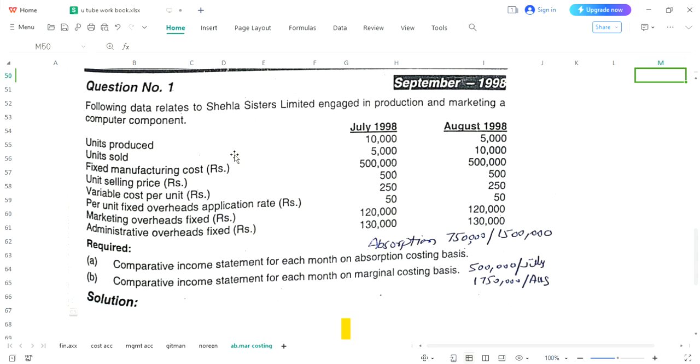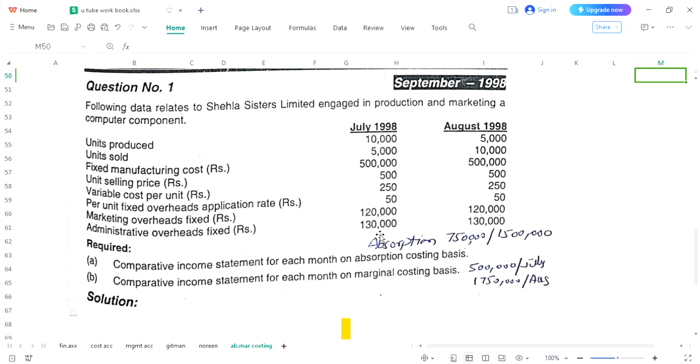Today's target is to solve question number 1. The chapter we are related with is absorption and marginal costing. In the previous lecture, we took an introduction of the proforma or format. Right now, we are associated with this statement written over here. We need to make an income statement according to absorption costing, and we need to make an income statement related to marginal costing. But here you can see this question is divided into two parts.